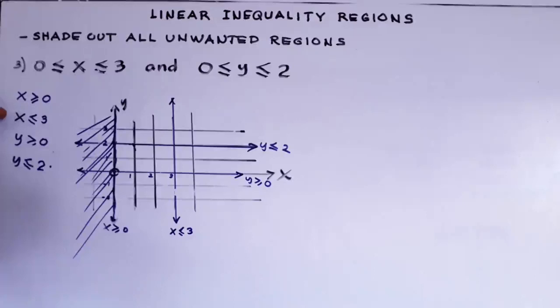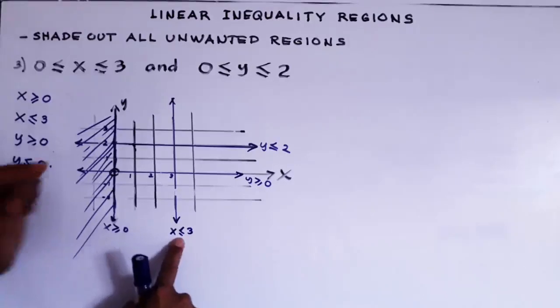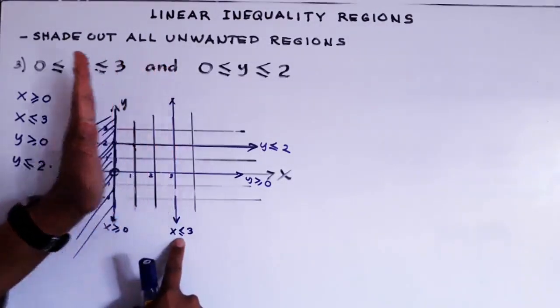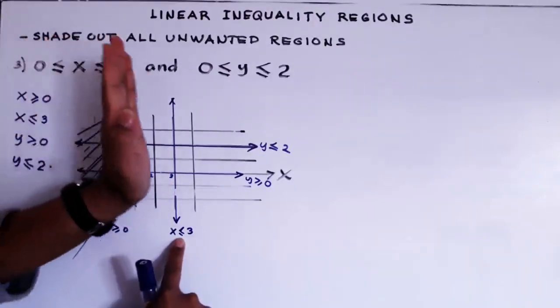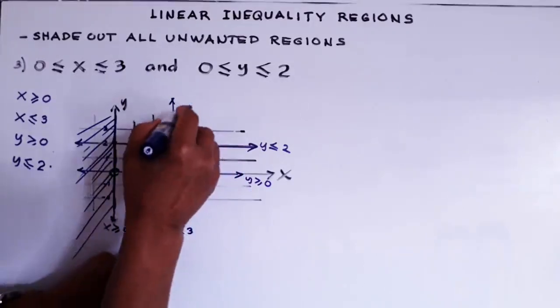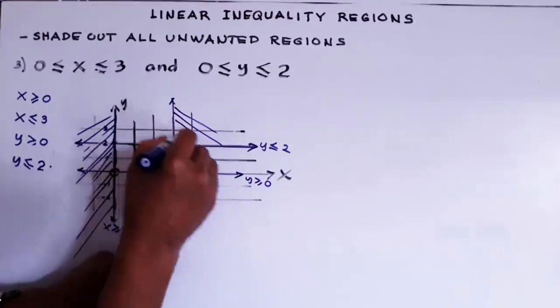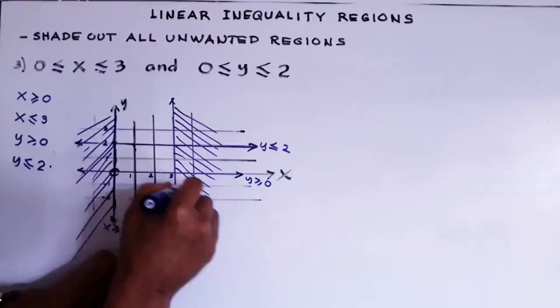Okay. Next, x less than or equal to 3. Where's that one? Here. So where is the wanted region? The true region is less. So less means all the true region will be here. So we will shade not the true but the false region on the opposite side. So we're going to shade it here on the opposite because this is the unwanted region, the false region here.